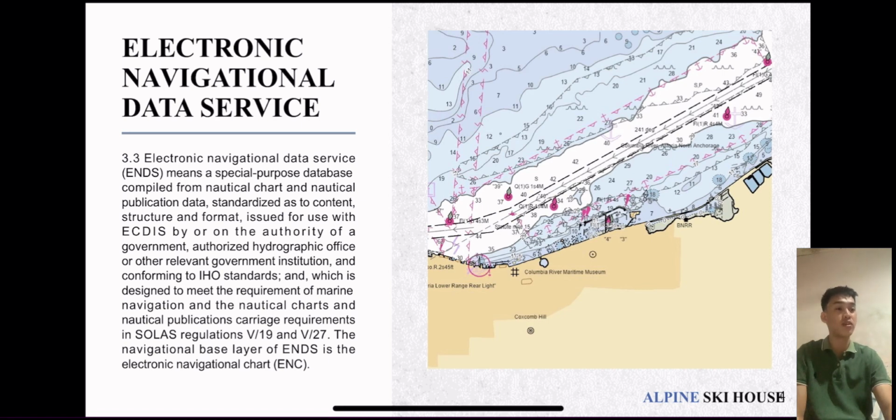So, Electronic Navigational Data Service or ENS is a specialized database for ECDIS created from nautical chart and publication data. It adheres to IHO standards and is issued by a government or authorized hydrographic office to fulfill SOLAS regulations. The core of ENS is the Electronic Navigational Chart.